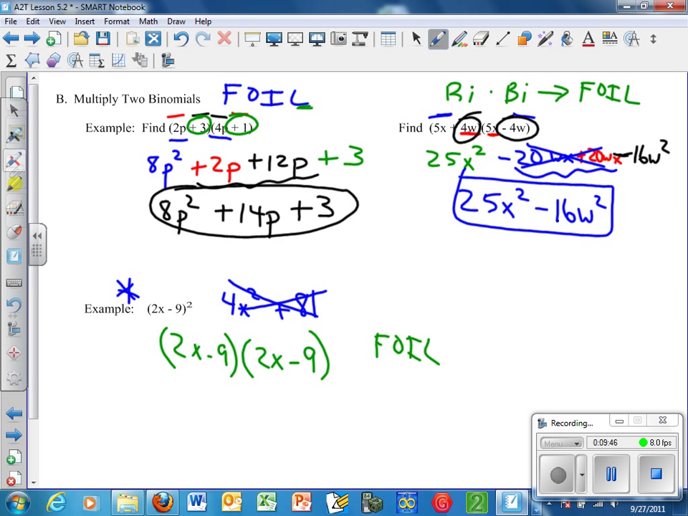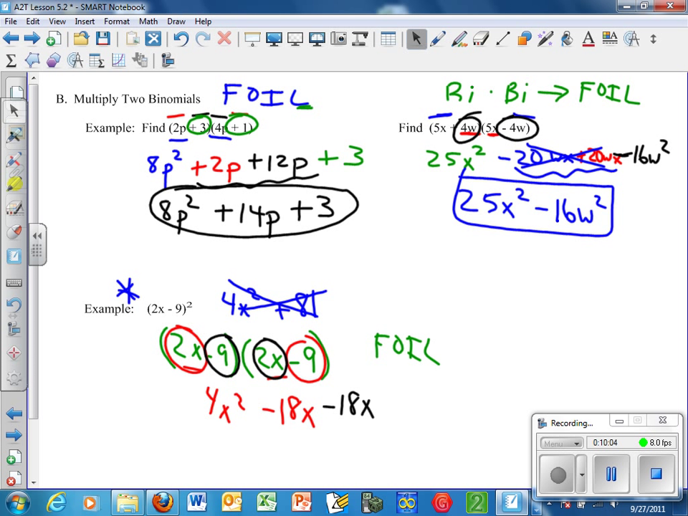So here's what we want to do. 2x times 2x is 4x squared. 2x times negative 9 is negative 18x. Okay, and then I do negative 9 times 2x for my inside terms. That's also negative 18x. And then I do my last terms, which are negative 9 times negative 9, which would be a positive 81. Okay?